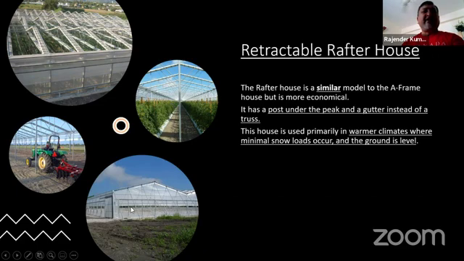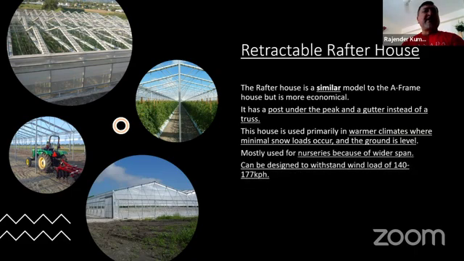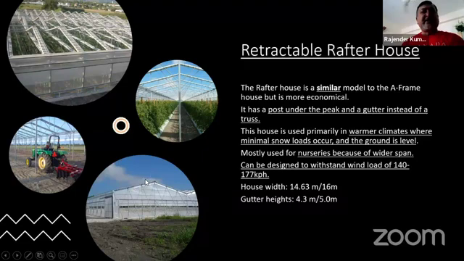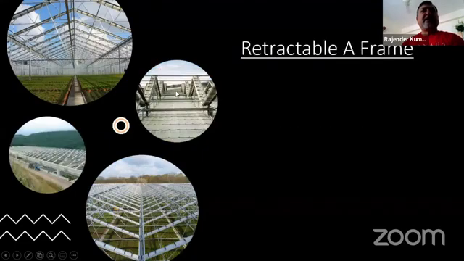Here, it is actually a wider span structure. Span may go up to 16 meter. So mostly the nursery people use this structure, and wind load capacity we can increase up to 177. Gutter height is normally 4.3, but we are now increasing it in tropical locations up to 5 meter.